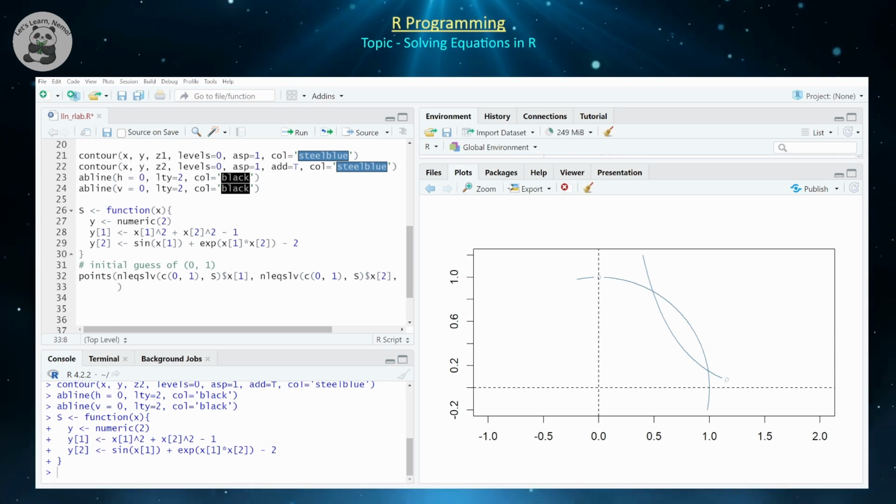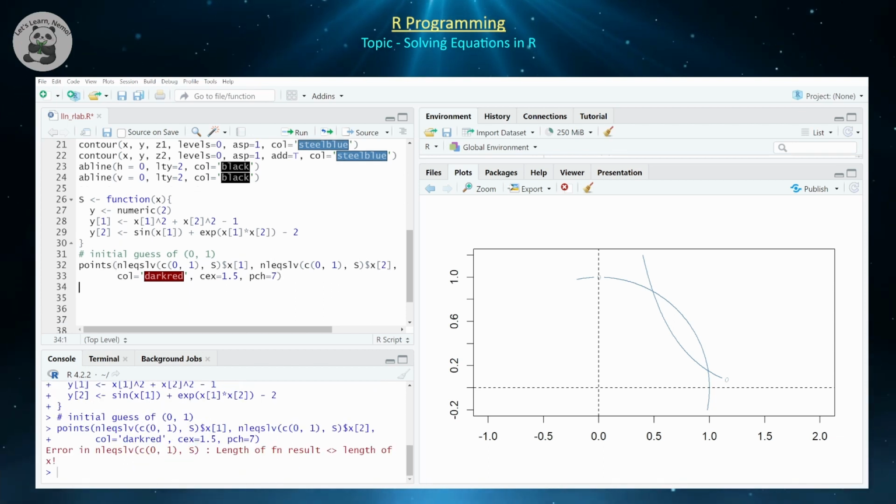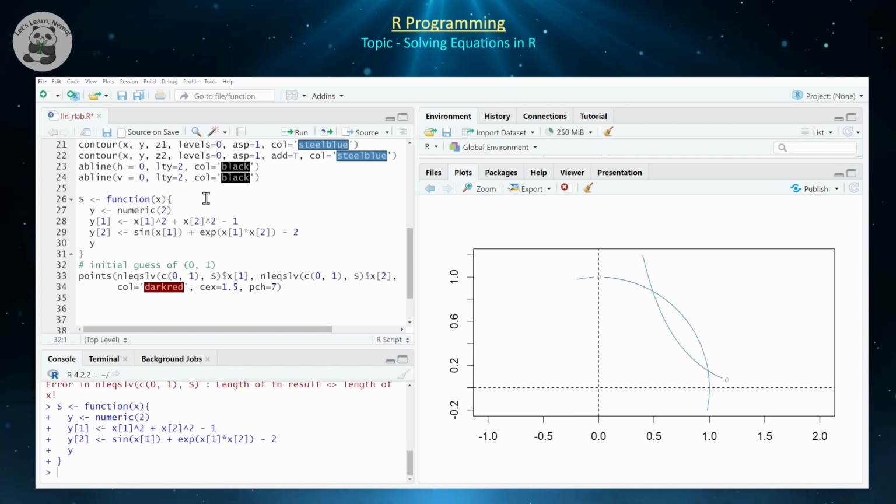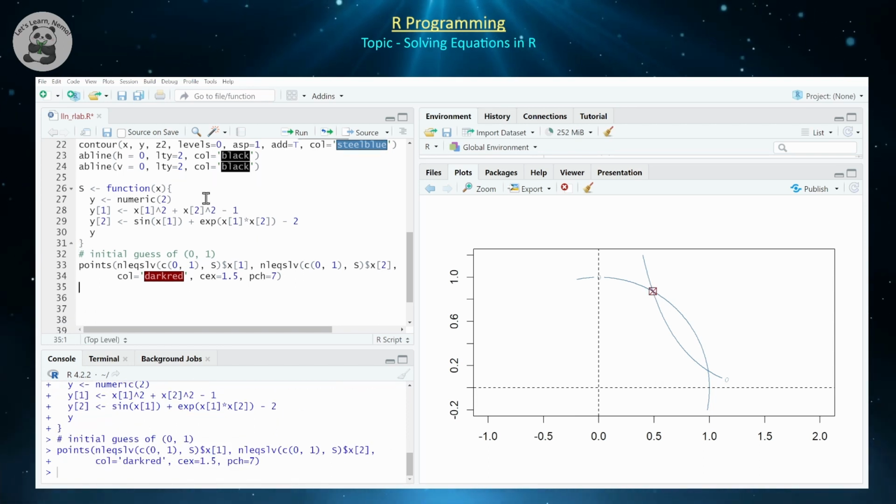And then let's color this, for example, dark red. And let's do the same exact point structure, 1.5, PCH 7. And that should, if I did everything correct, give us our solutions. Oh, I see what's going on here. I forgot to return the output y from this particular expression. So just go back up to that function definition of x and put s and put y at that last line of that definition. And let's just give that a rerun, and now it works perfectly fine, and it graphs our particular point of interest.